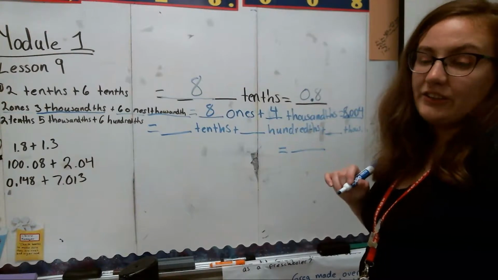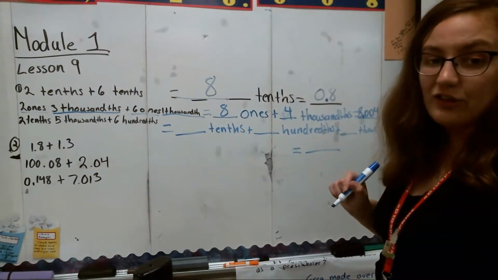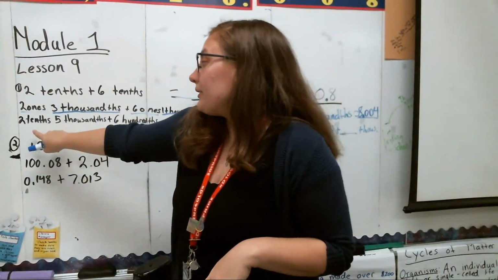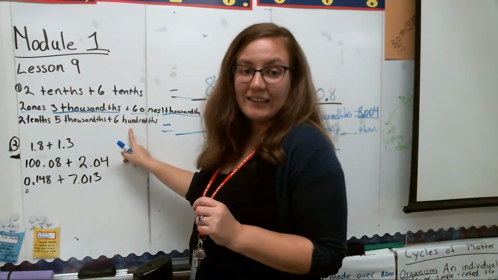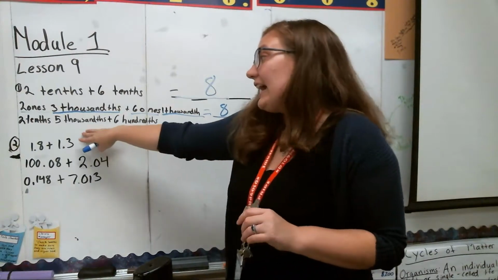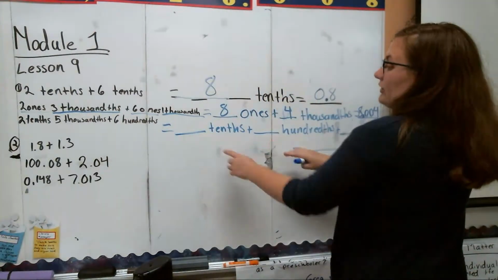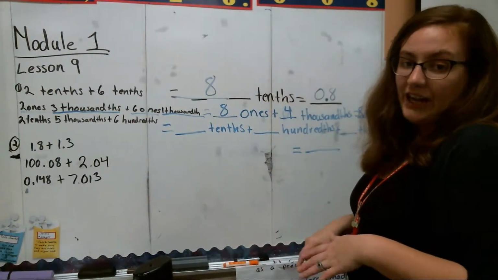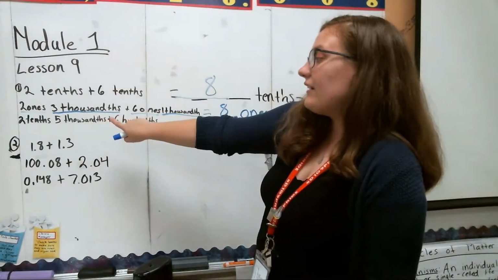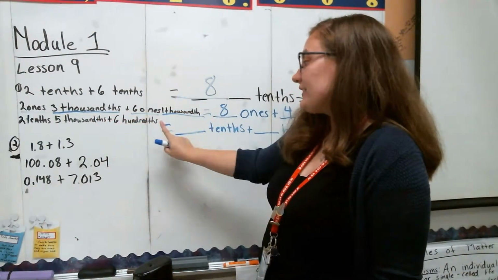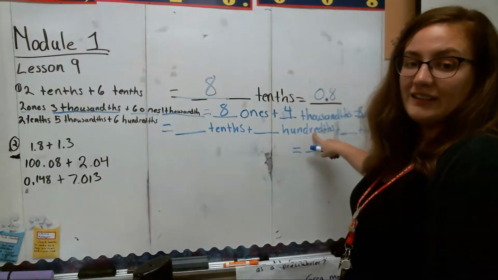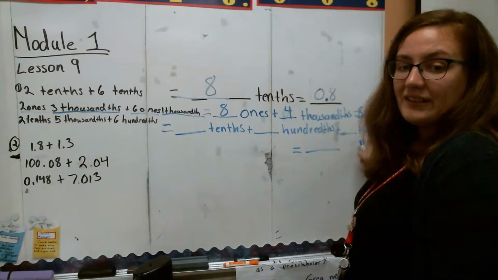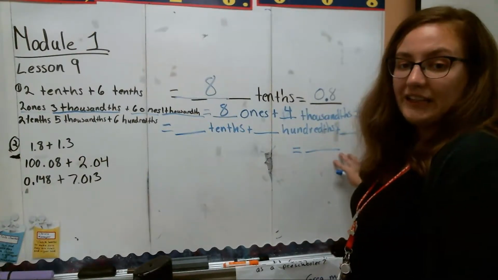So what I would like you to do right now is try and solve this problem. We're adding 2 tenths and 5 thousandths plus 6 hundredths. So I want you to try and add these two things up and use this model to help you fill in your answers. So you should have 2 tenths 5 thousandths plus 6 hundredths equals blank tenths plus blank hundredths plus blank thousandths equals, and then tell me your answer in standard form.